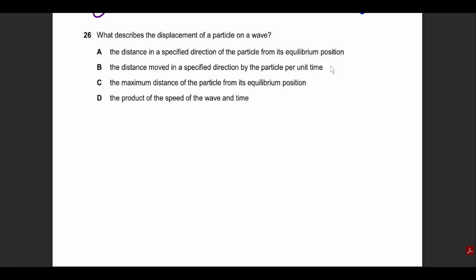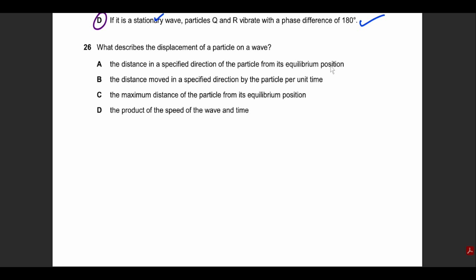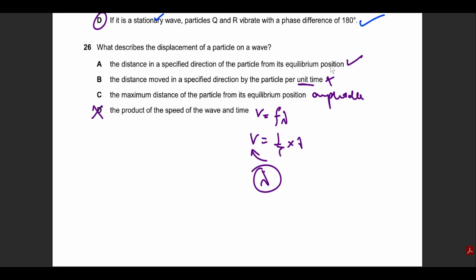That's a good question. Question number 26. What describes the displacement of a particle of the wave? This is again based on memory. The distance in a specific direction, yes. Distance moved per unit time has nothing to do with the answer. Maximum displacement is usually called amplitude and it could be in both directions. The product of speed and wave time, now that is v equals f lambda, or the product of speed and wave time, still doesn't make any sense. So this will be v equals 1 over T into lambda, T multiplied. This is wavelength, so this is again incorrect.